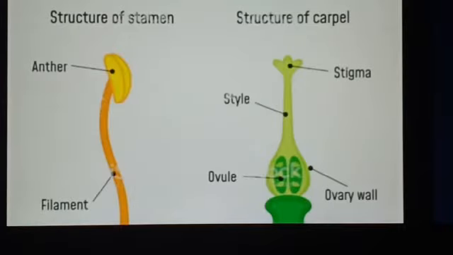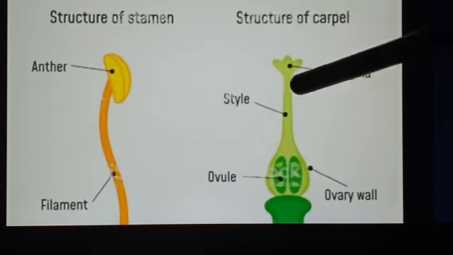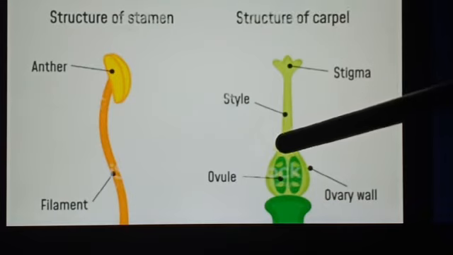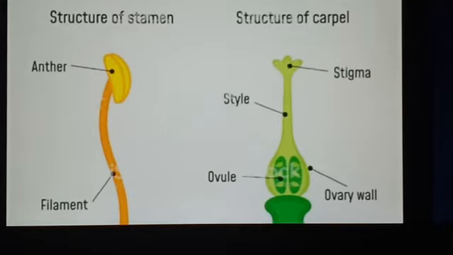Next, move to the 4th whorl, or the innermost whorl of the flower, and that is known as gynoecium. It is the female reproductive part of the flower. It consists of 1 or more pistils or carpels, and here is the structure of a single carpel. Each pistil or carpel consists of a stigma, the tip of the style, a long thread-like style, and the swollen basal portion of the carpel is known as ovary.